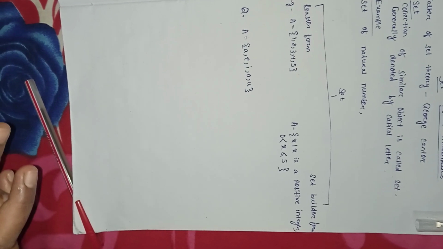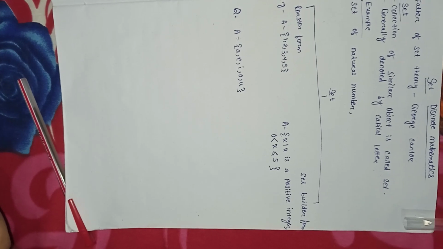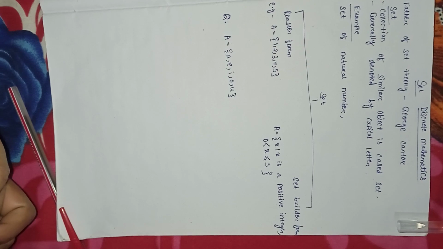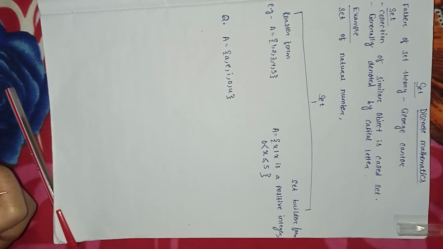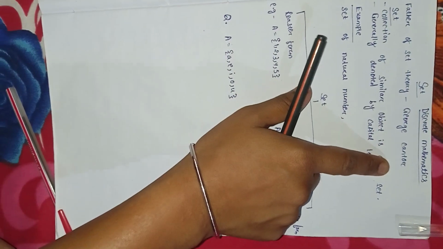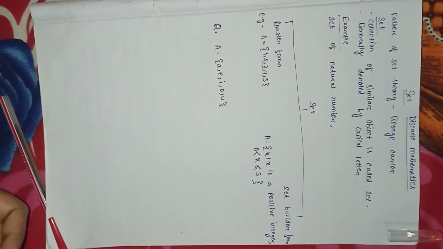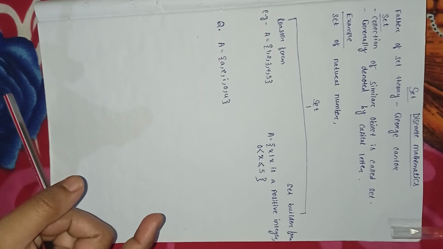Today I start a new chapter of discrete mathematics named set. So first, who is the father of set theory? The father of set theory is George Cantor. Then, what is a set? A set is a collection of similar objects.